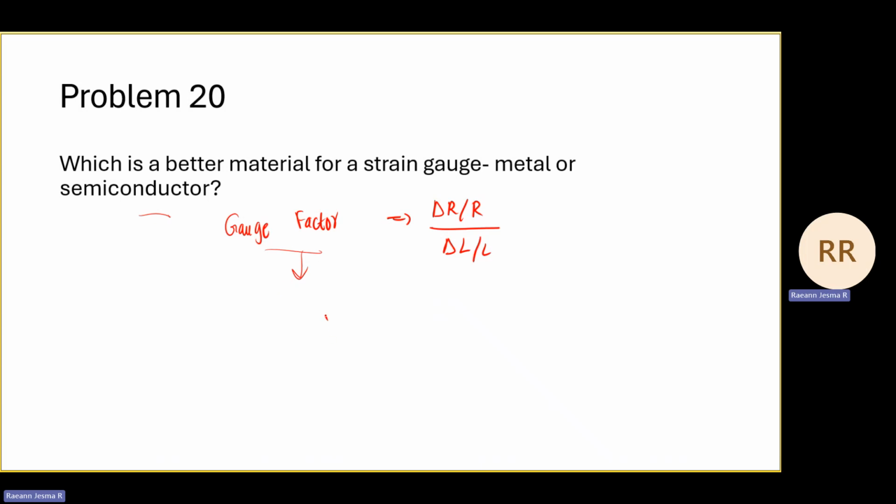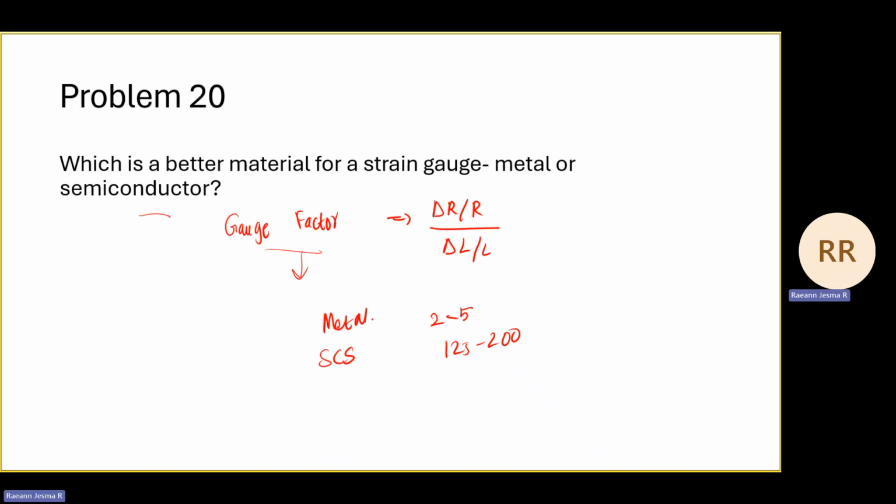If you consider metal, the gauge factor will be in the range of 2 to 5. However, if you consider materials like single crystalline silicon, then the gauge factor is around 125 to 200. So which is almost 20 times higher, or 25 times higher. Sorry, it is generally 40 times higher. You can say it is 40 times higher than that of a metal.